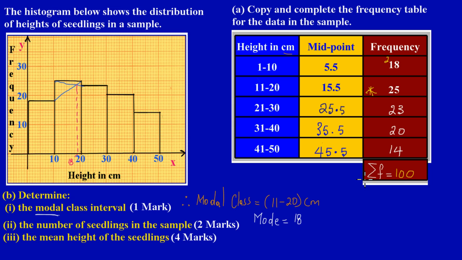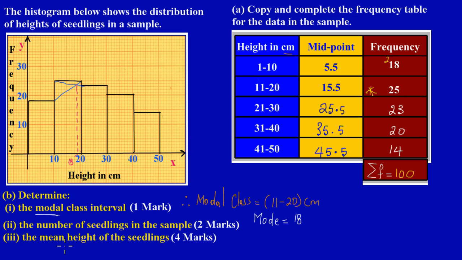Okay, so basically, my friends, that's it. The number of seedlings in the sample is equal to the sum of our frequency. So the number of seedlings in the sample is 100. All right, so we have 100 seedlings in the sample, and it's a pretty easy 2 marks.